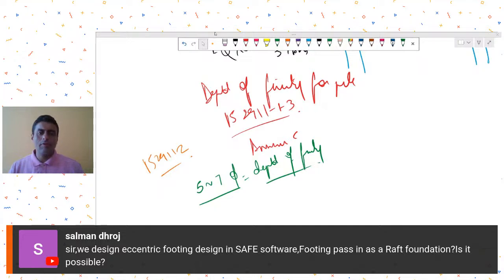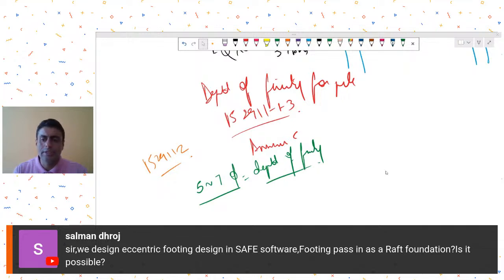Generally, if you have provided eccentric footing and there is no tie beam arrangement or there is no strap beam that you have provided, generally it will never pass in uplift check. Okay, so it will never pass in uplift check. So I don't know how your footing is passing. You need to ensure two things: maximum bearing pressure less than SBC, minimum bearing pressure greater than 0. That means there should be no uplift and maximum pressure should be less than SBC.